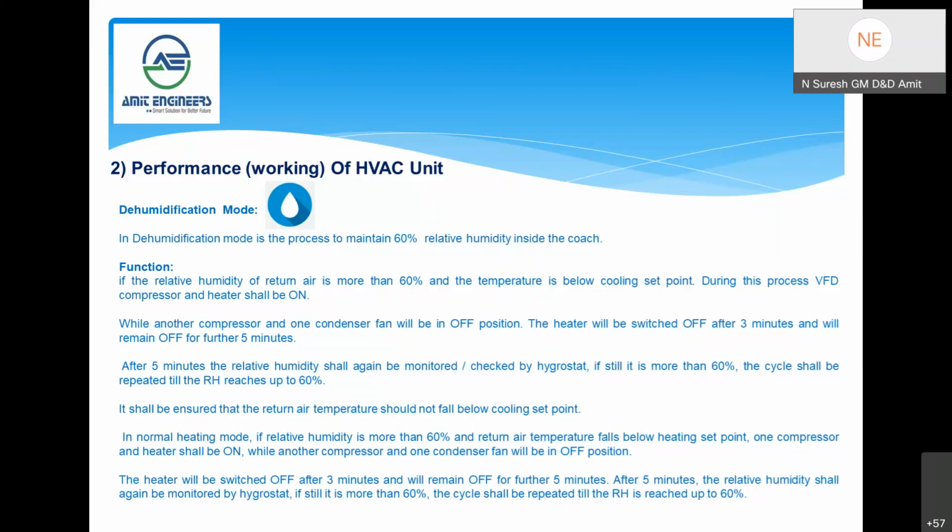So is this hygrostat different from the hygrometer, with which we can see the reading? The hygrostat basically senses the percentage of RH and gives the signal to the compressor and heater through the controller. Oh, it is a controller. Yeah, it is a controller.